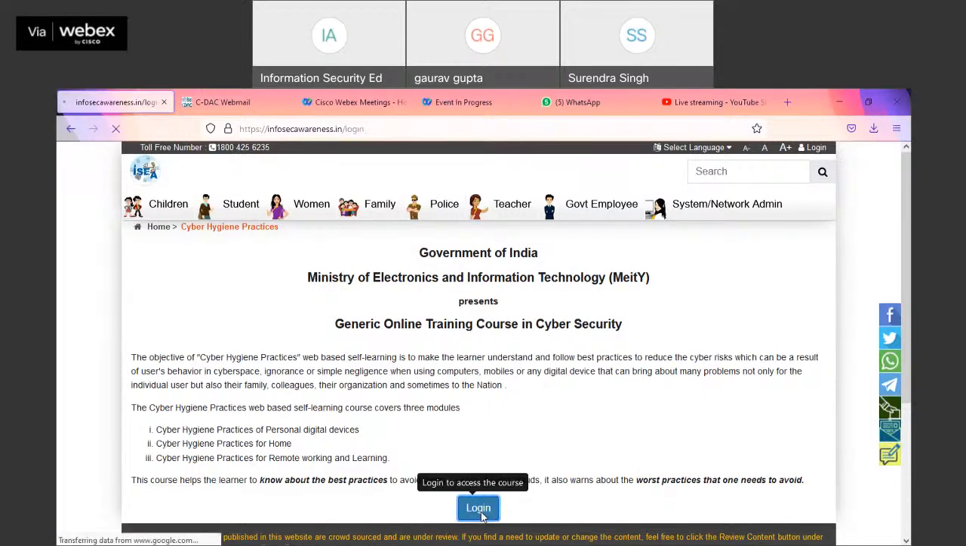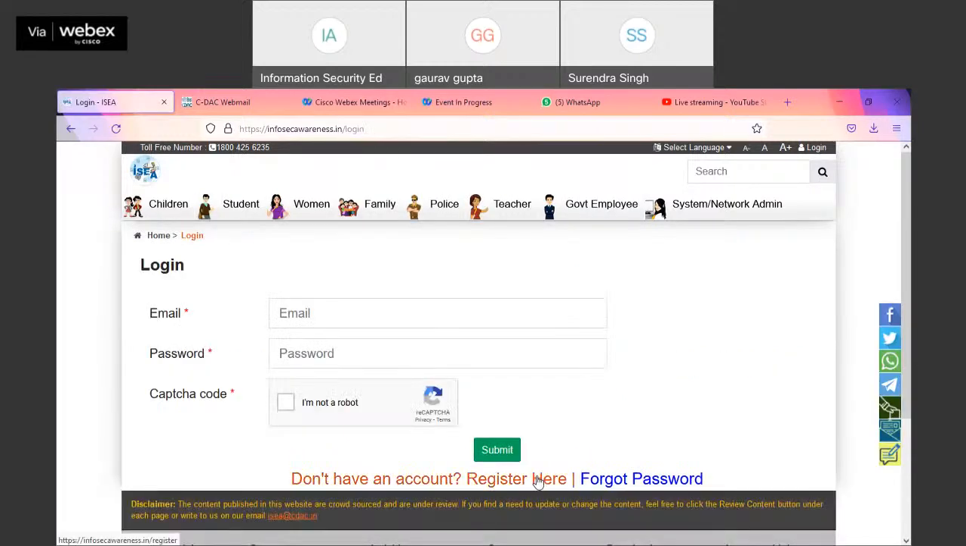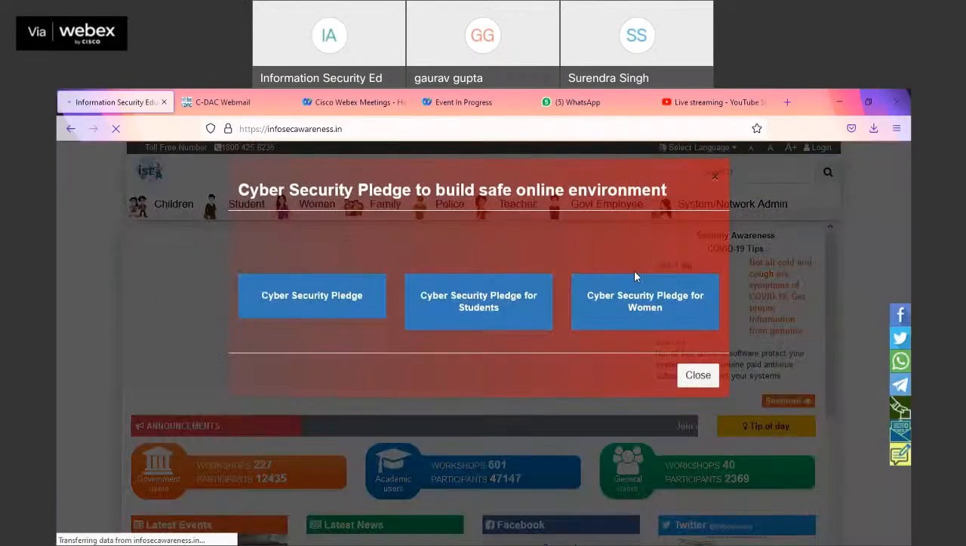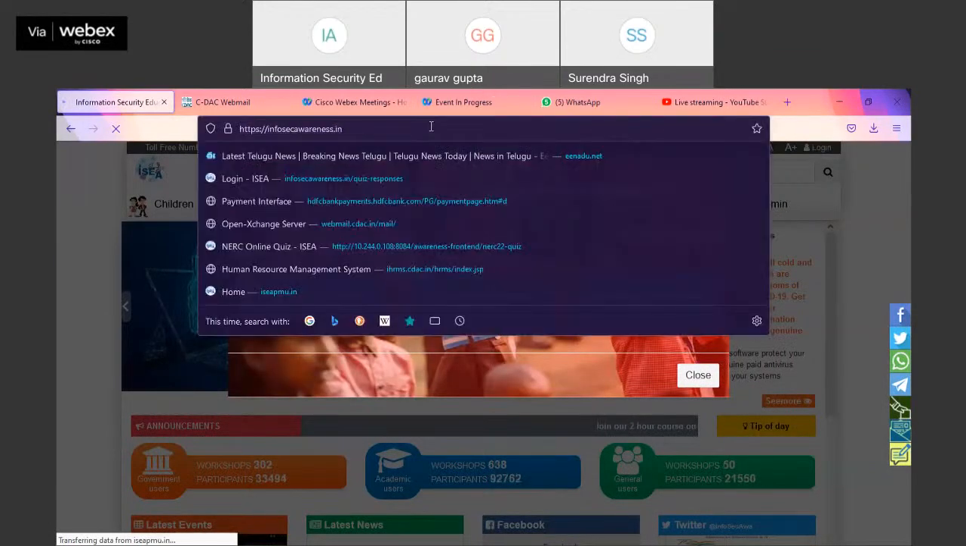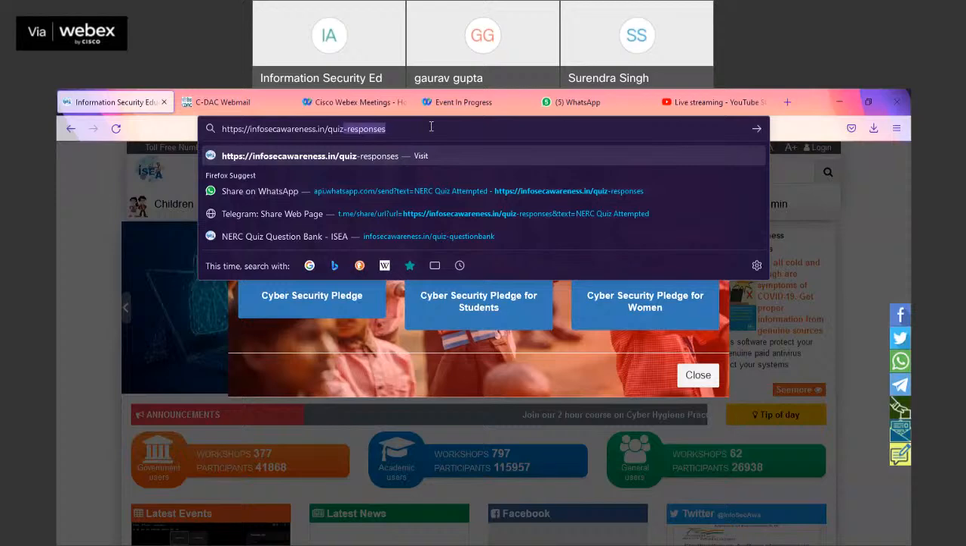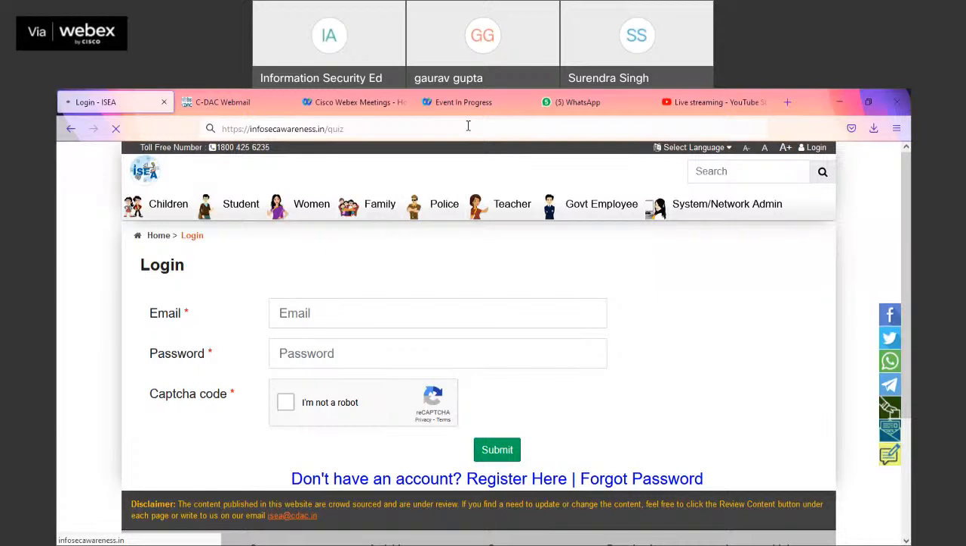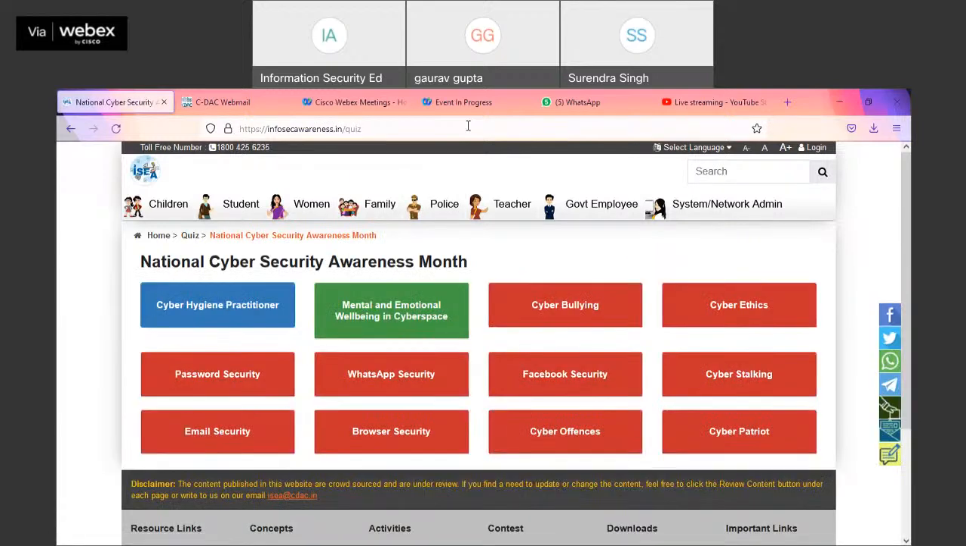If you click on login, it will ask you for the username and password. So you can register here by providing some of your basic data, and you can benefit from that course. We also have a number of quizzes hosted on this portal. You can take those quizzes and participate, and you can check your knowledge. Sir was giving a lot of cybersecurity tips, about the many things we do in cyberspace, so you can go through any of these quizzes and check your knowledge.